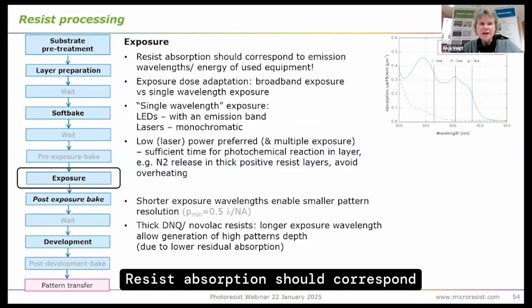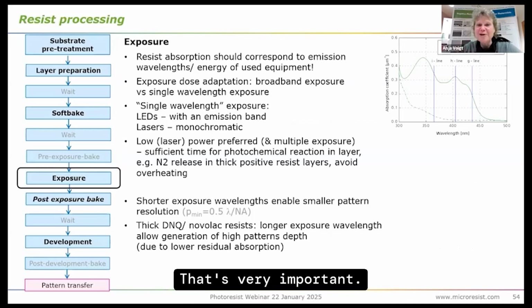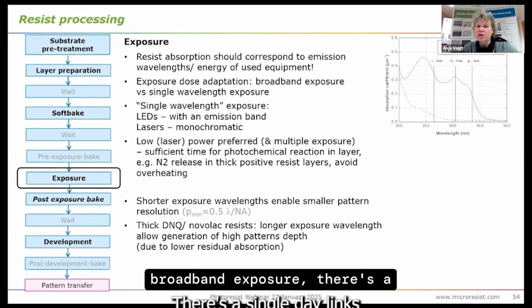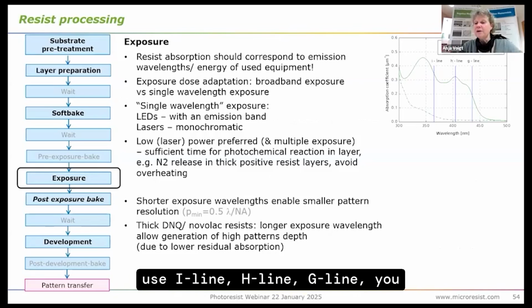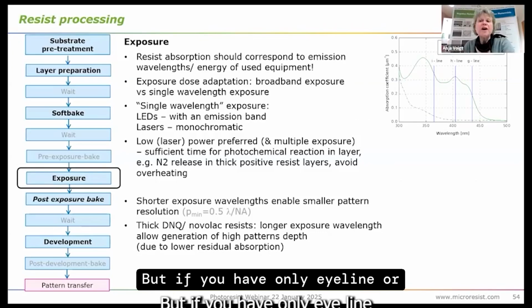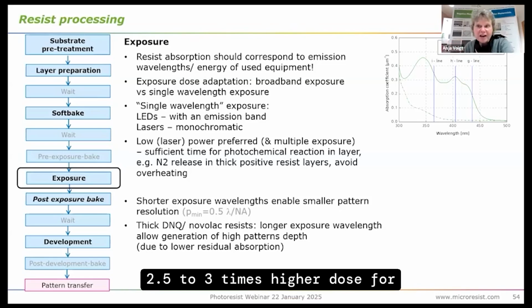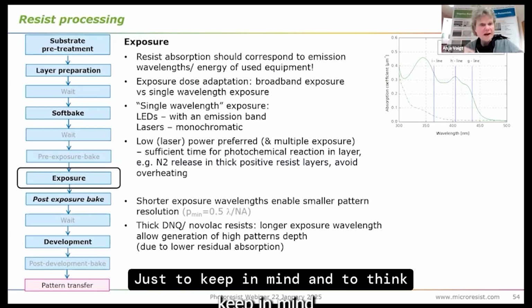Exposure. Resist absorption should correspond to the emission wavelengths and energy of the used equipment. That's very important. Exposure dose adaptation, broadband exposure versus single wavelengths. You can see for the positive resist, if you have a mask aligner with broadband and use I line, H line, G line, you have a certain dose. But if you have only I line or only G line, you have to apply a 2.5 to 3 times higher dose for single wavelengths than for broadband exposure, just to keep in mind and to think about that.